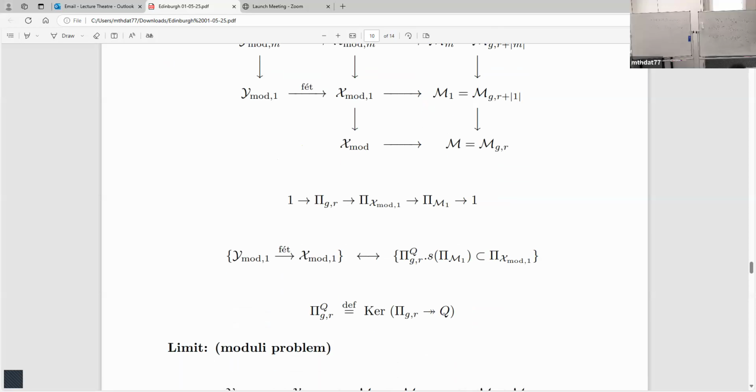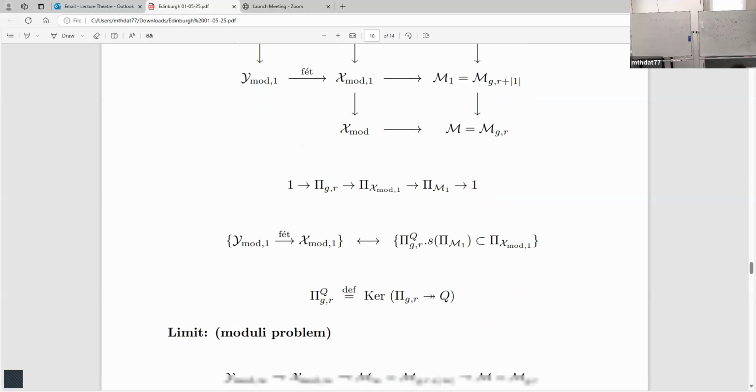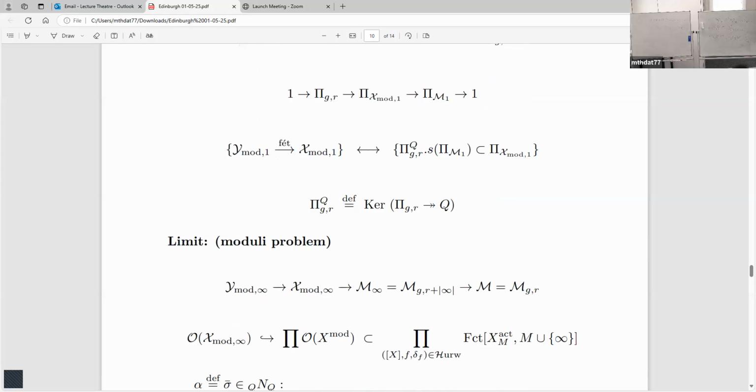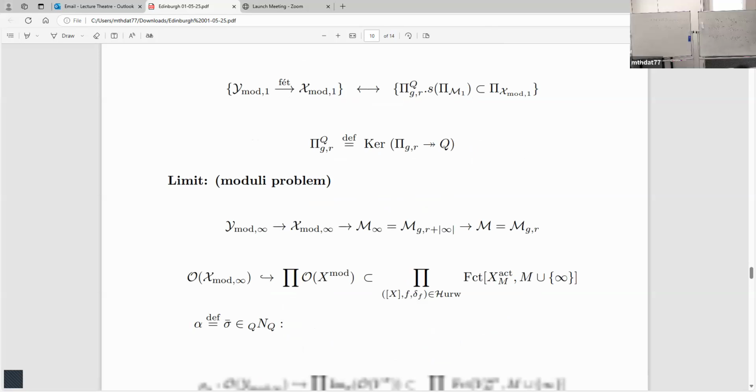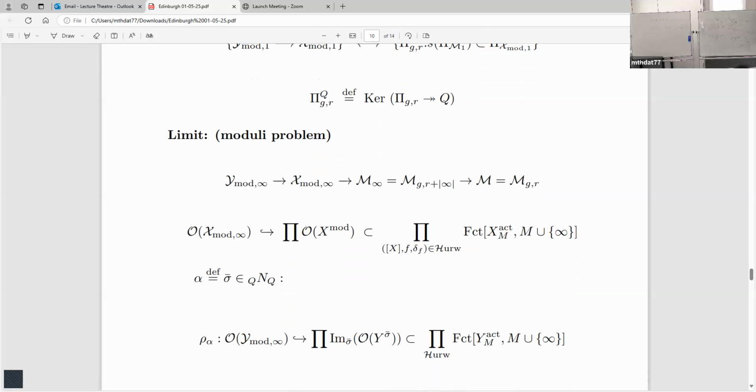So this corresponds to the following open subgroup of pi x mod, right, which is constructed via a tautological section of this. So maybe, again, I will just skip this. So anyway, this is a finite étale covering, right? And we base change it to M infinity, and finite étale covering of X mod, which has a moduli interpretation, right? And we want to use this moduli interpretation.